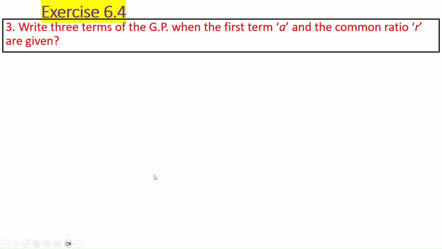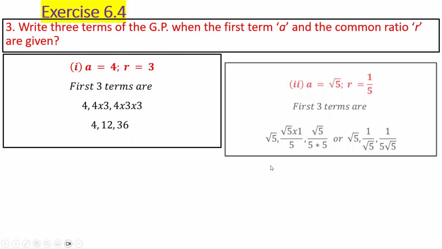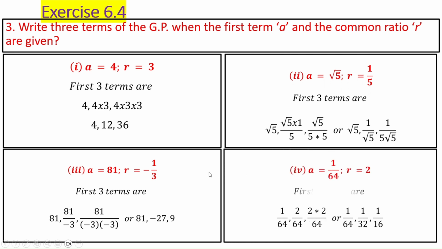Write the first three terms of the GP when the first term A and common ratio R are given. This is very simple. I will look at one of them, and you can do the other three yourself. A equals 4, R equals 3. So the first three terms are A, AR, AR square, right? So 4, 12, and 36. You do the other ones similarly.